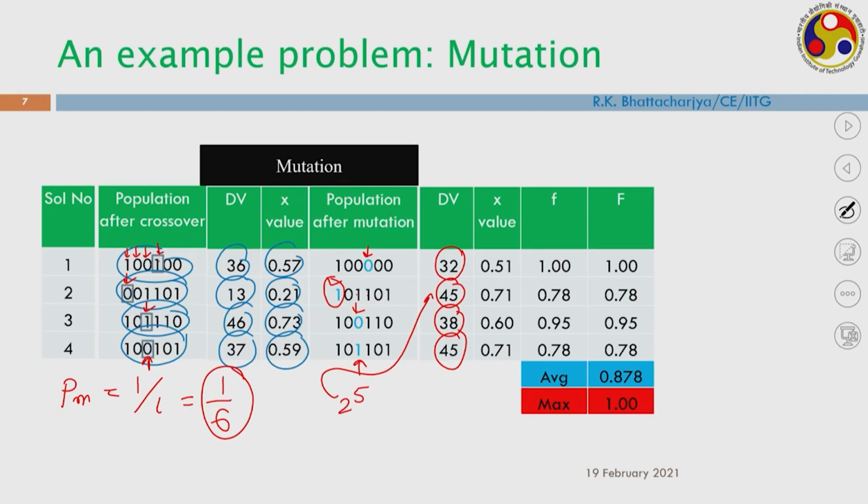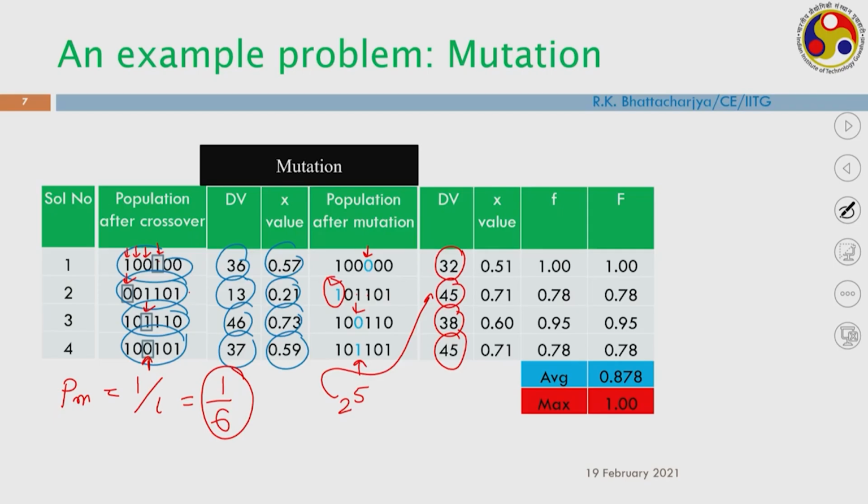Here you can see it is not creating a solution near the parents. If this is the solution before mutation, after mutation you may get a completely different solution, maybe at a different place. So, what is mutation doing? Mutation is trying to explore the unexplored region in the search space. It is not creating a solution near the earlier solution.